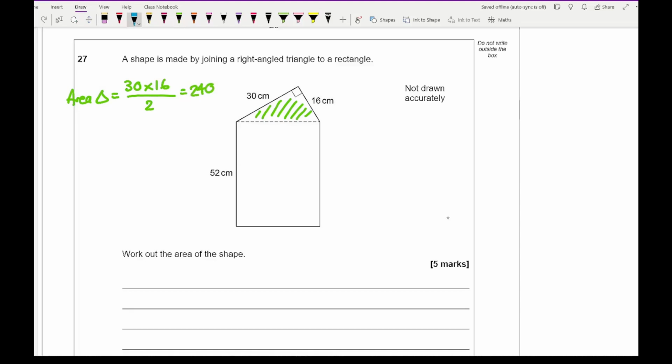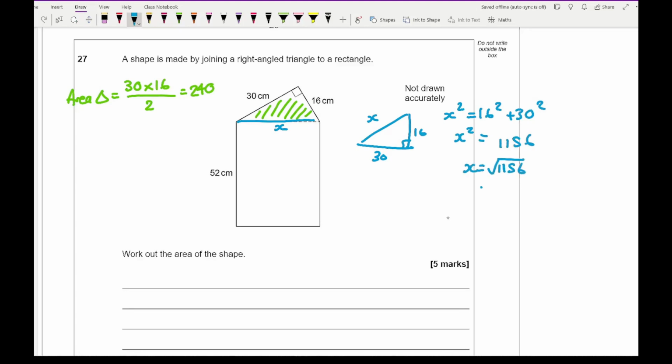Now the next thing that's left for me to do is work out what this length here is, so I can work out the area of the rectangle. Now for x, if I just take that triangle out, then this is 30, this is 16, and this is x. Then using Pythagoras, I get x squared equals 16 squared plus 30 squared. So x squared equals 1156. So x equals the square root of 1156. So x equals 34. So I can then write this as 34.